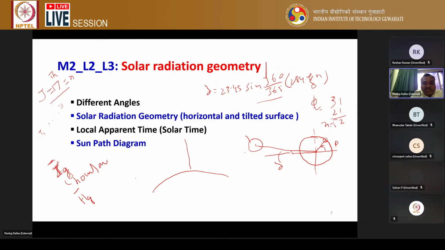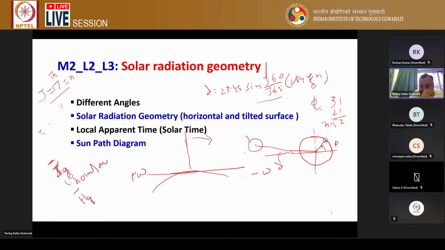So what is the integration? It is from minus omega, after sunset, to plus omega. What I mean to say, in the afternoon it is minus omega, and this is plus omega. Okay, so if we integrate over this, we are going to get the entire HG value.